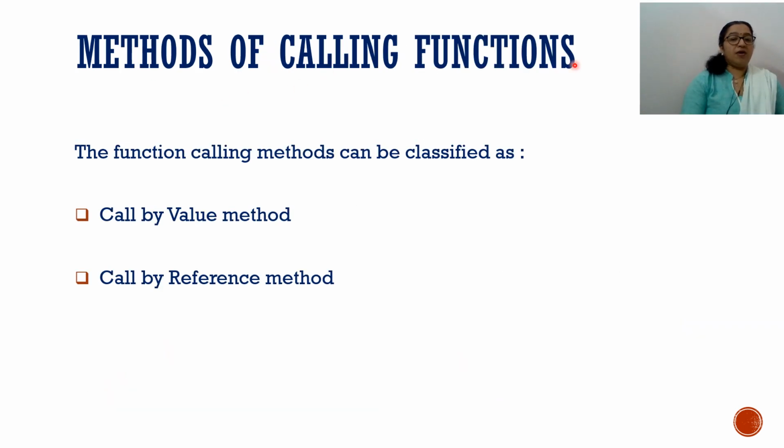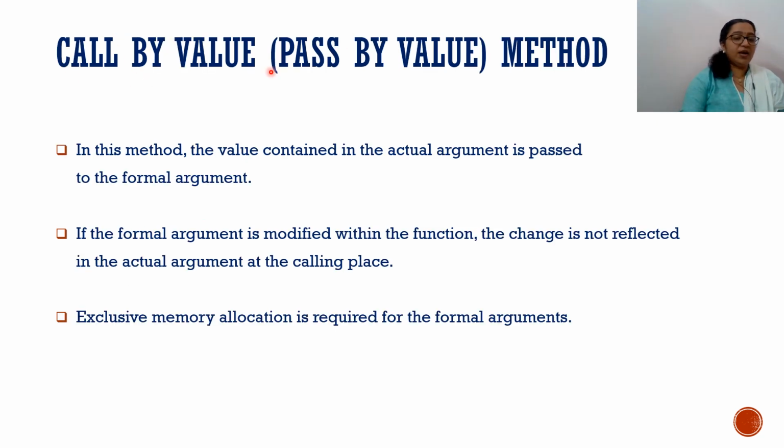So, methods of calling functions. The function calling methods can be classified as call by value method and call by reference method. There are two different methods. In C++, by default, the call by value method is used for the passing of arguments. Okay, so what is the difference? Let's see. The first one is the call by value method, or we can say pass by value method.